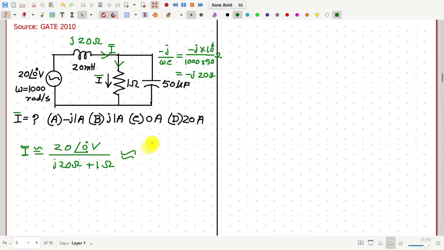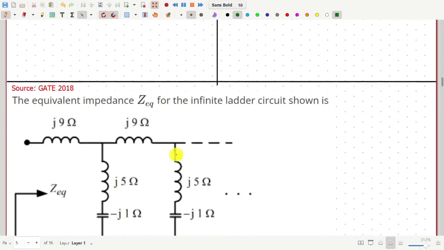Then this is again approximately equal to 20 by j20, which is equal to minus j ampere. Now we see that the first option given is the same as our approximately calculated current. So this should be the correct answer because all other options are quite far from this approximate value. Okay, so let us move to the next question.